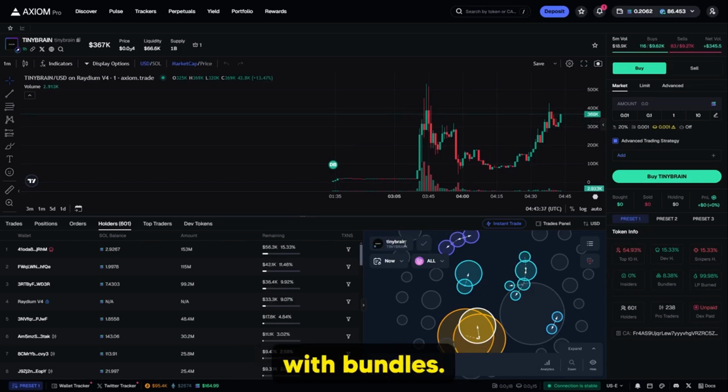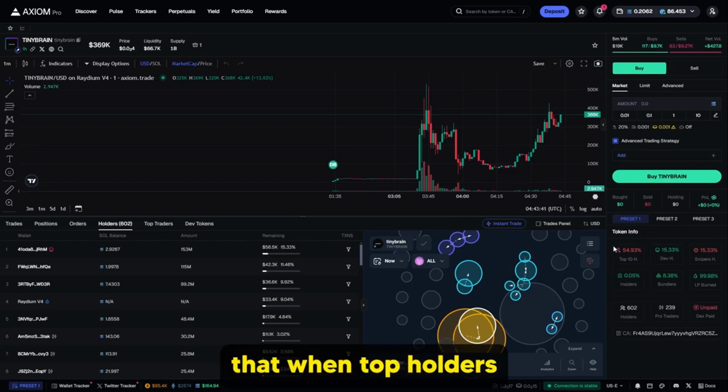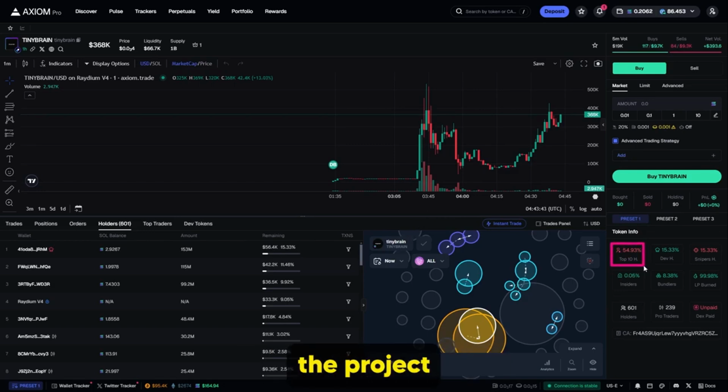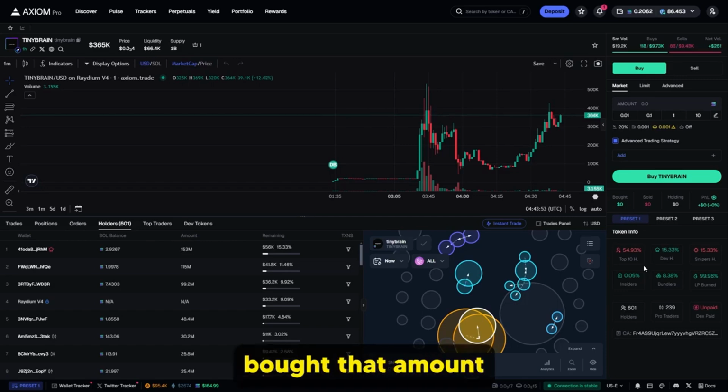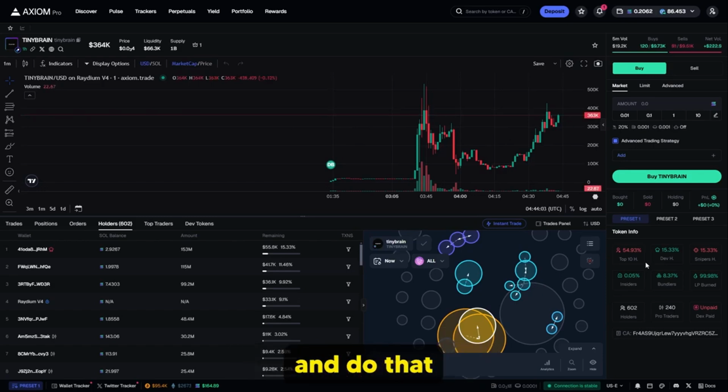Now, with bundles, always do research, because the thing is that when top holders hold this much, either the project is a complete rug and a scam and you should get away, or it actually does mean that this project has developers who don't want the project to completely die, and they've bought that amount and they've essentially locked that liquidity, and that way the project can actually go to higher highs, because that's something I've seen on a variety of different projects. So it's always important to go ahead and do that research before writing off any project.